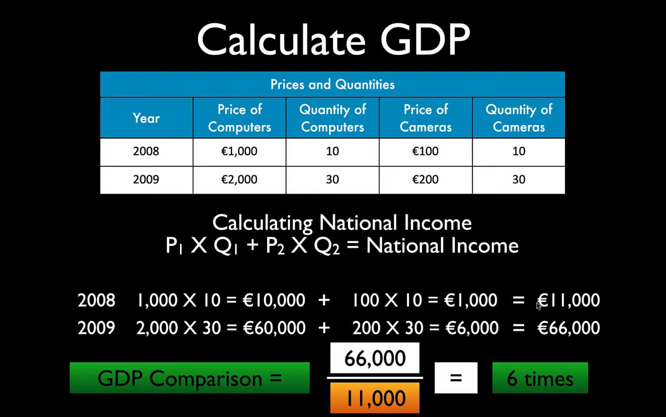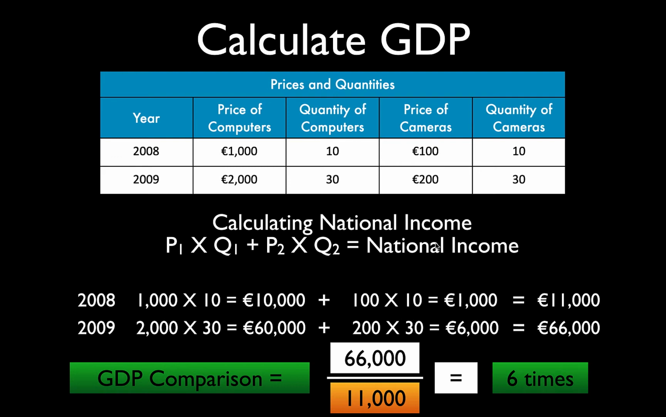So something else must have happened in the economy to give an inflated figure in 2009 when comparing it to 2008. Well, let's examine what else happened. The prices of computers doubled and the prices of cameras doubled. So we said it should be triple, but it's not. It's twice triple, which is 6 times the value in 2008. And what else has changed? Inflation has occurred. Now, the definition of inflation is a sustained increase in the general level of prices.